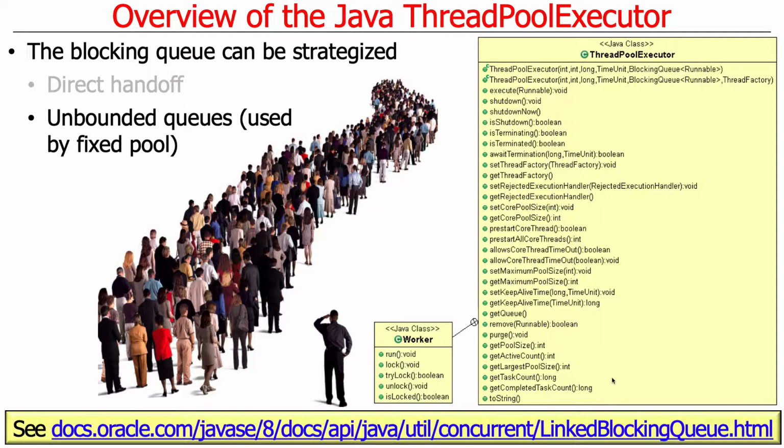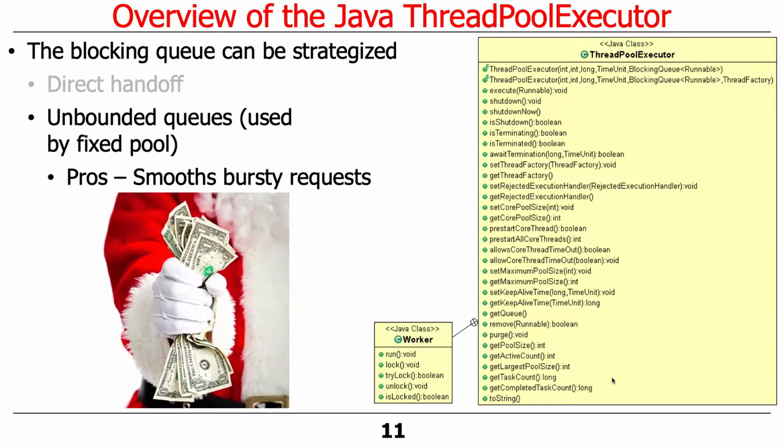The approach that you get for fixed-size thread pools is to use what's called an unbounded queue. As the name suggests, it's an unbounded blocking queue. As new work comes along, it just gets stuck at the end of a queue, and that queue can grow indefinitely. Now, obviously, there's a limit. When you run out of memory on the machine, it's done. But up to that point, the queue can continue to grow. The good news is that it smooths bursty requests.